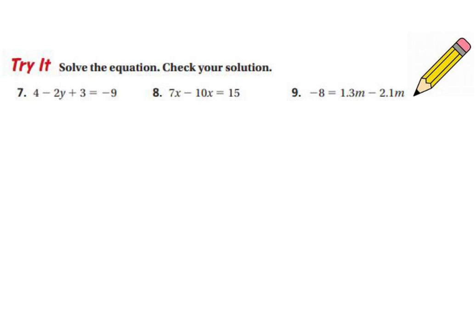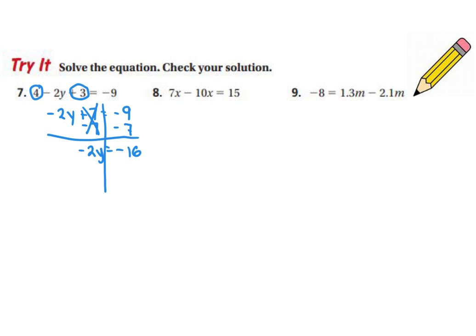For question number 7, we'll combine like terms first. So we have a 4 and a 3. So that's going to be negative 2y plus 7 equals negative 9. We'll take away 7 from both sides. 7 minus 7 cancels, leaving us with negative 2y, and that equals negative 16. 2 times y tells us that we'll need to divide by the negative 2. Negative 2 over negative 2 is 1, so that now just leaves us with y. A negative divided by a negative is a positive, and 16 divided by 2 is 8.